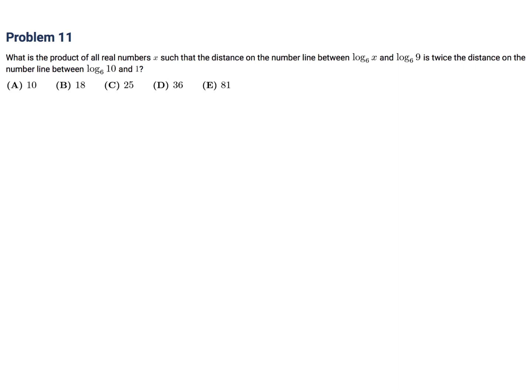What is the product of all real numbers x such that the distance on the number line between log x to the base 6 and log 9 to the base 6 is twice the distance on the number line between log 10 to the base 6 and 1? Placed in an equation, this would basically be log 9 to the base 6 minus log x to the base 6 is equal to twice the distance between log 10 to the base 6 and 1.